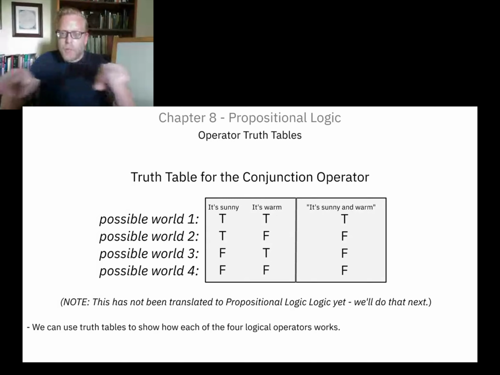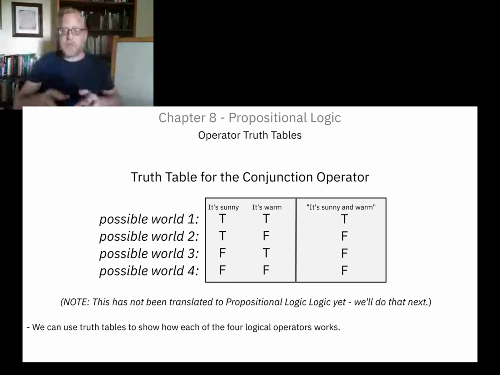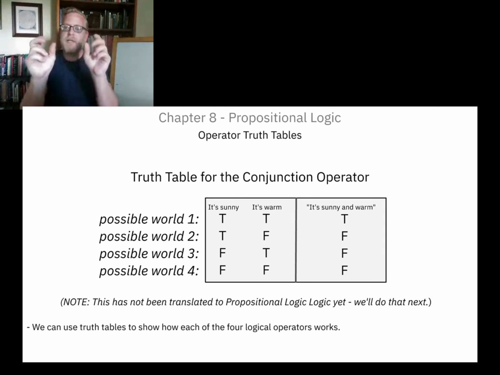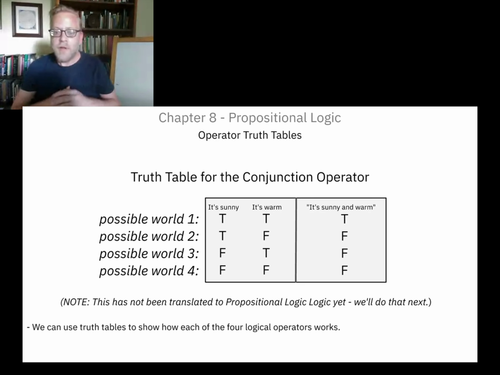And that's possible world one, right? And there's just four possibilities when you have two statements. So whenever we set up a truth table and there's just two statements, it's always going to look like this, right? So in world one, where it is sunny and it is warm, then it's sunny and warm is true. So that's why it says T and then another T right at the end for it's sunny and warm. The truth of the small statements, along with how the operator works, determines the truth value of the compound complex statement.